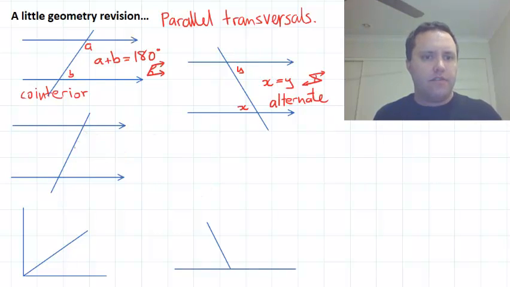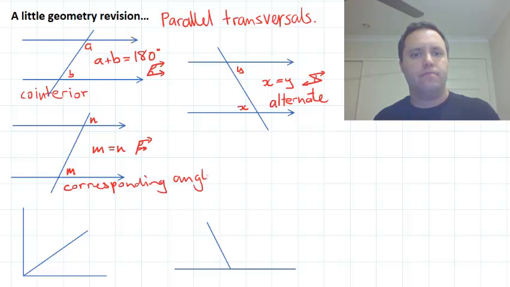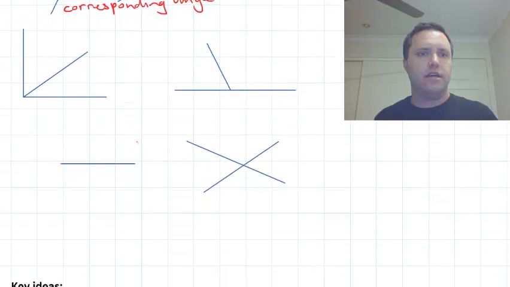And the last one for you to worry about is if this is angle M and this is angle N up here, we would say that M is equal to N, and you probably learnt it as the F rule. That is called the corresponding angle rule. So co-interior, alternate, corresponding. They only work when there are parallel lines and a transversal.